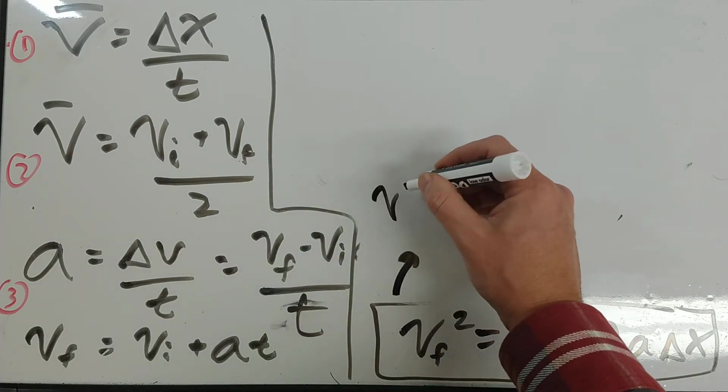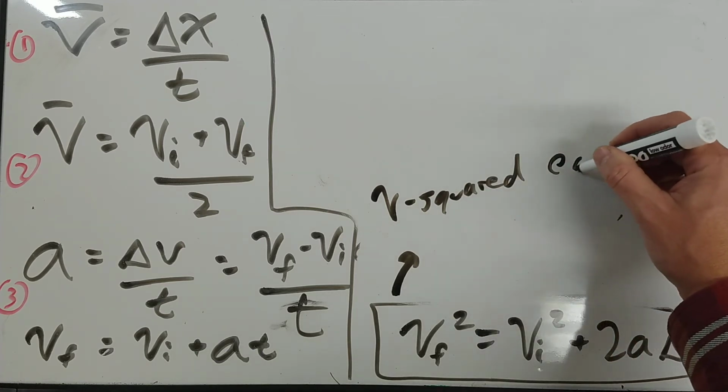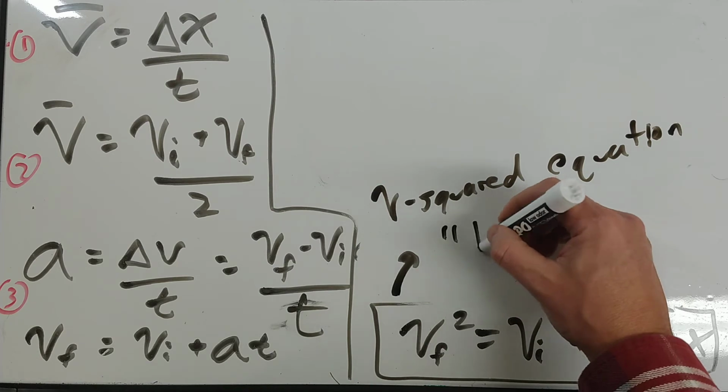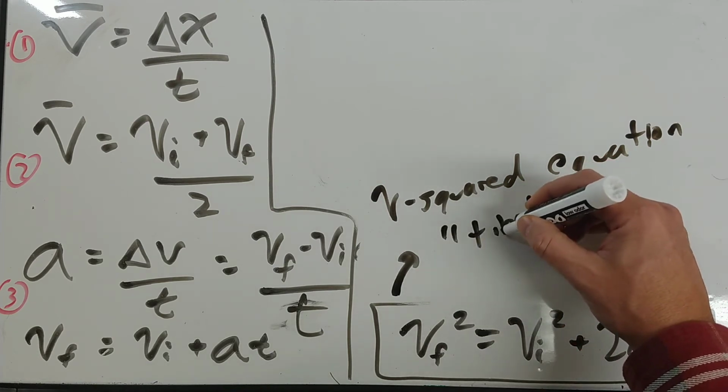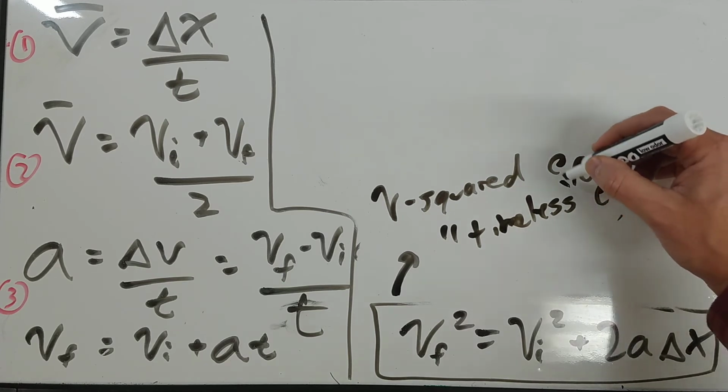So we call it the v squared equation. And I think Mr. Kluin prefers to say the timeless equation.